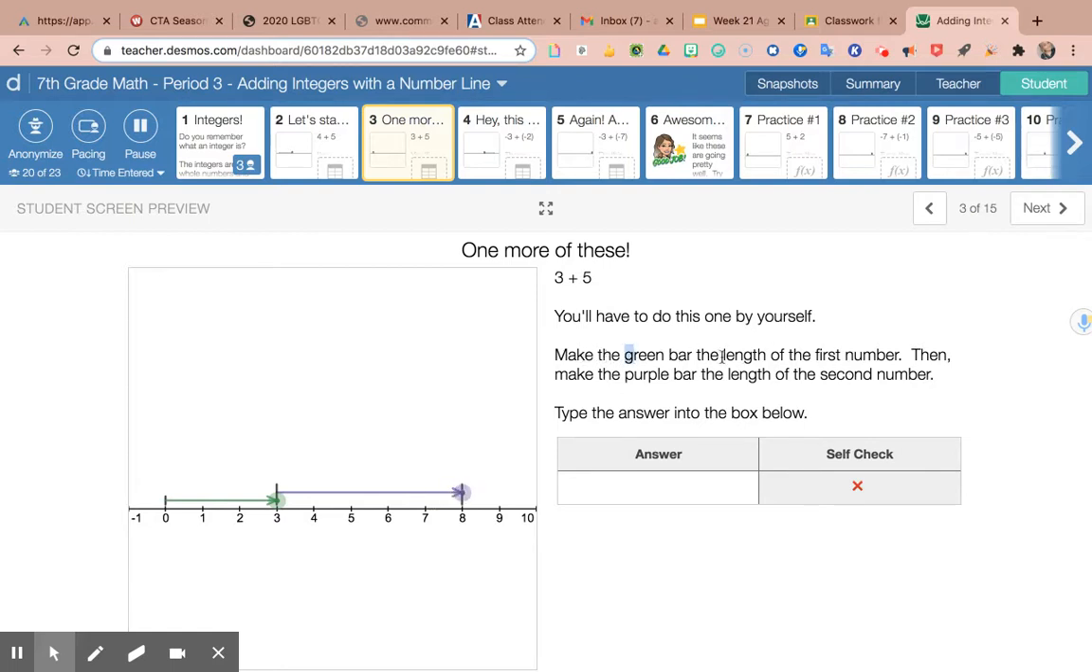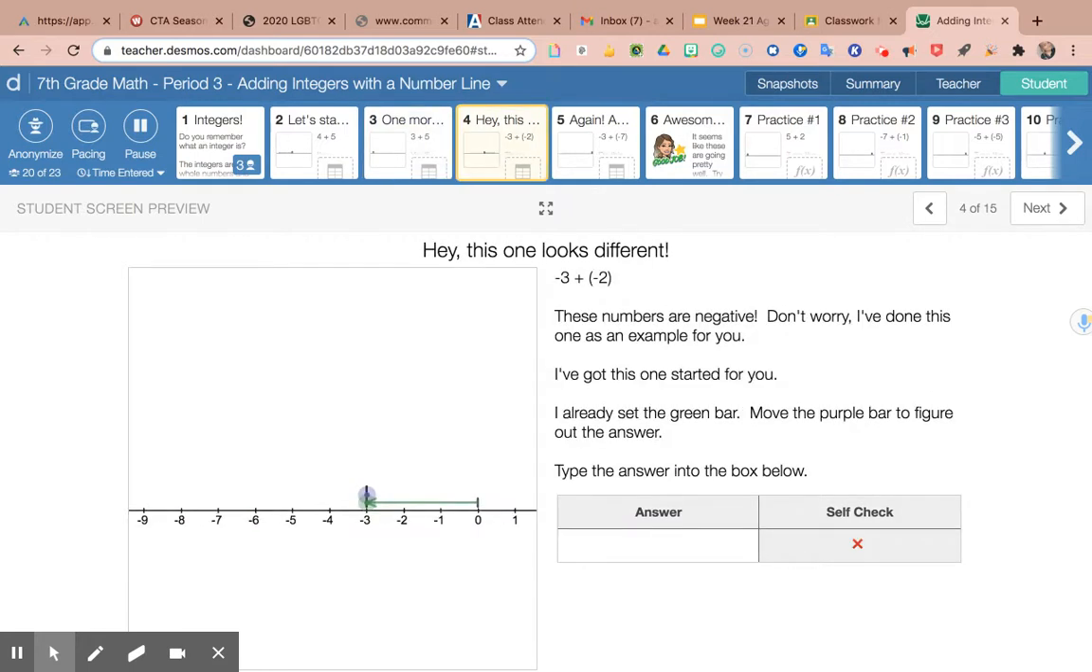So the green is the length of the first number. The purple is the length of the second number. Not where it goes, the length. You'll put your answer in the chat box, or the little box right here. Your answer is where your arrow ends.